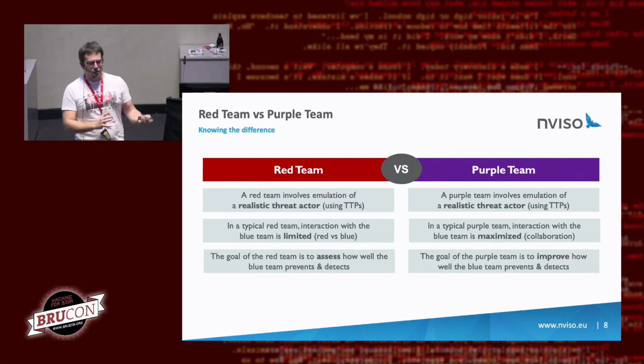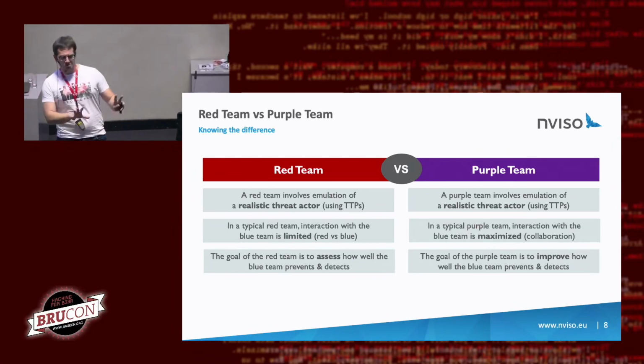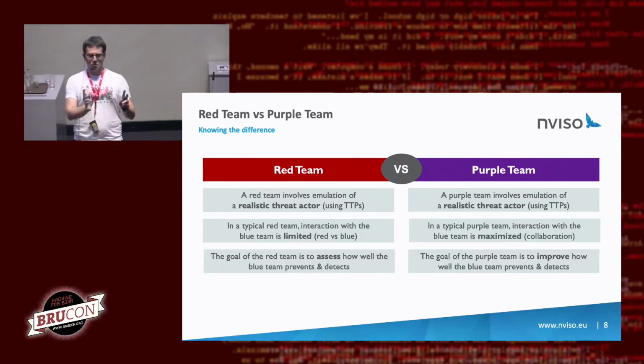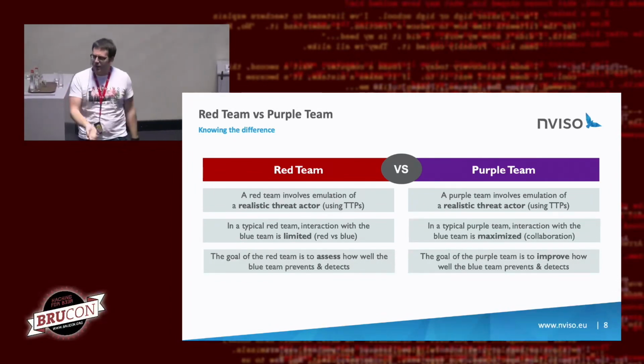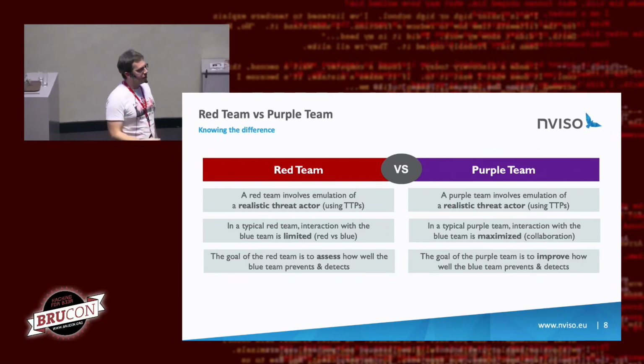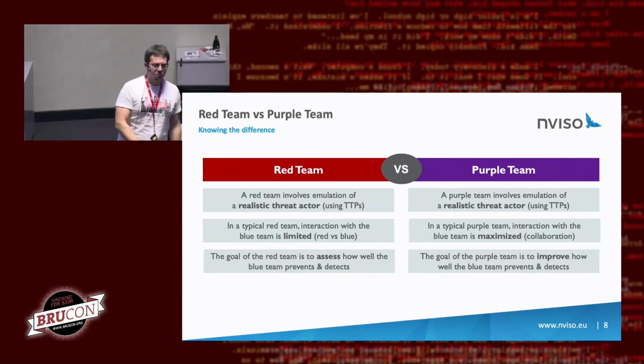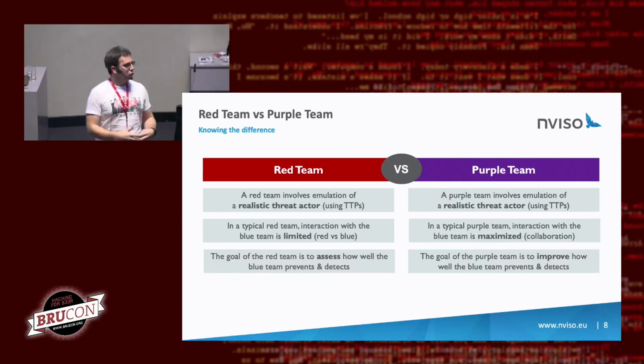Let's say you have a traditional red versus blue, so red is doing things, blue doesn't really know about it, right? They're seeing how well that works, and there's not a lot of communication, there's no real feedback loop. And then, of course, at the end, there's a report. Boom, here it is. That's how well you did. Could be good, could be bad.